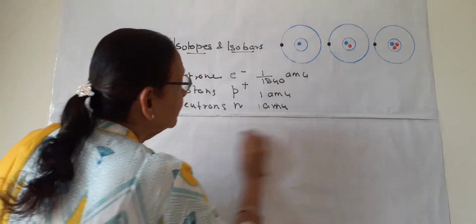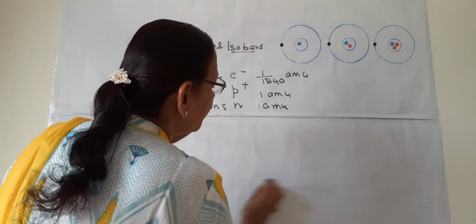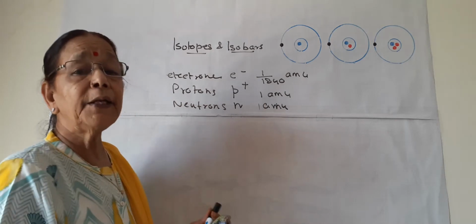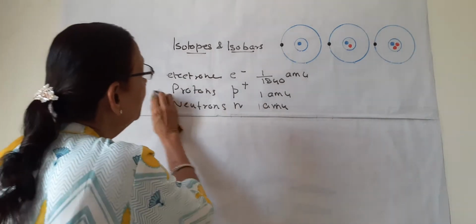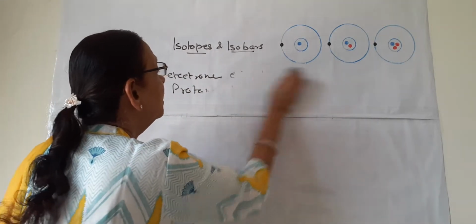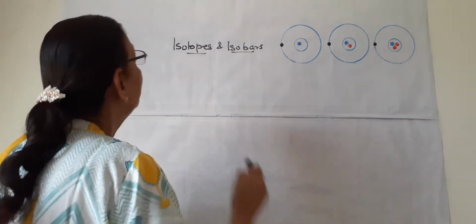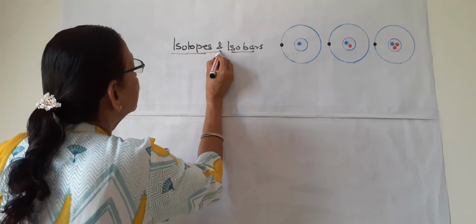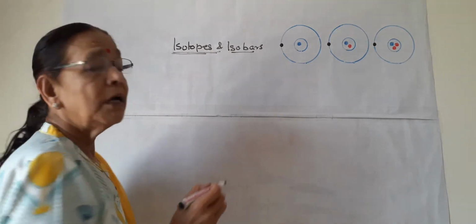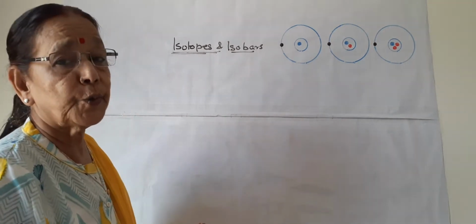Now next we want to know, we have seen here that neutrons form isotopes. What are these isotopes and how do these neutrons form isotopes? This is isotope. We will discuss first what are isotopes.